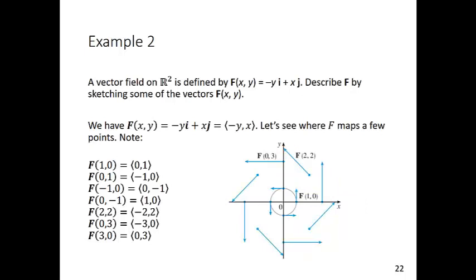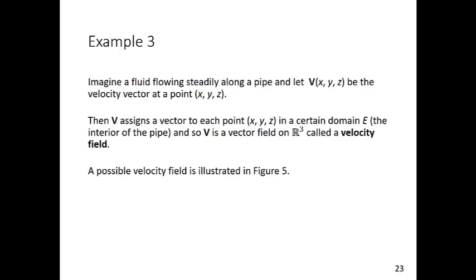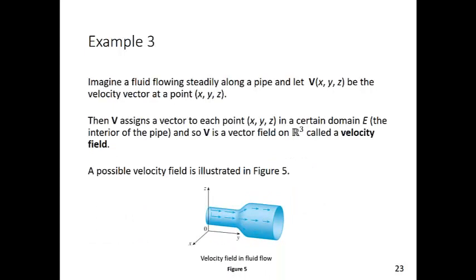In general, because sketching all of these vectors by hand is tedious, we will normally use a computer to generate what these pictures look like. Now, if we imagine a fluid flowing steadily along a pipe, and we let v be the velocity vector at the point (x, y, z), then v assigns a vector to each point in a certain domain E, the interior of the pipe, and so v would be an example of a vector field on R³ called a velocity field.